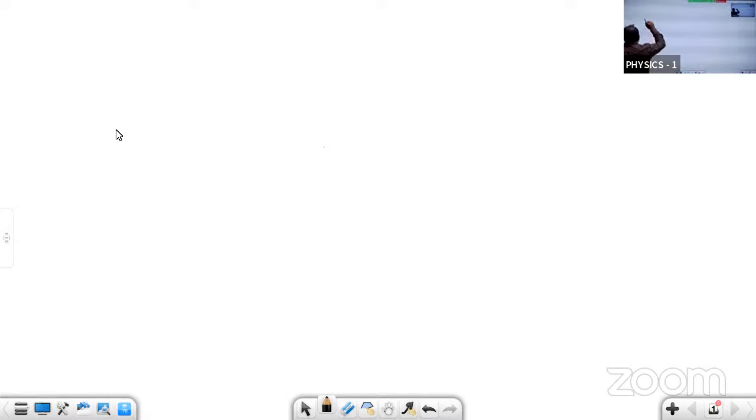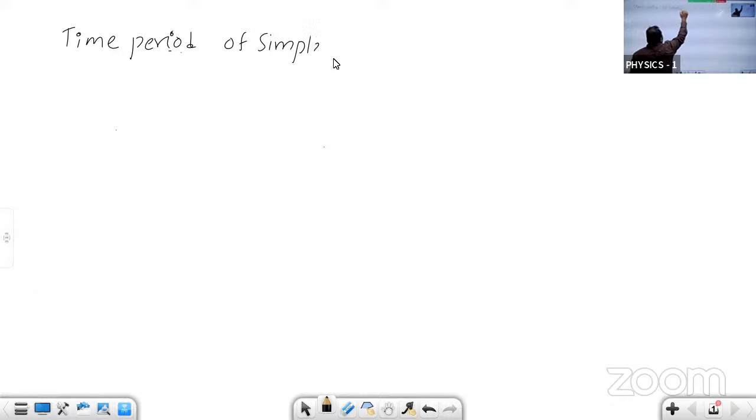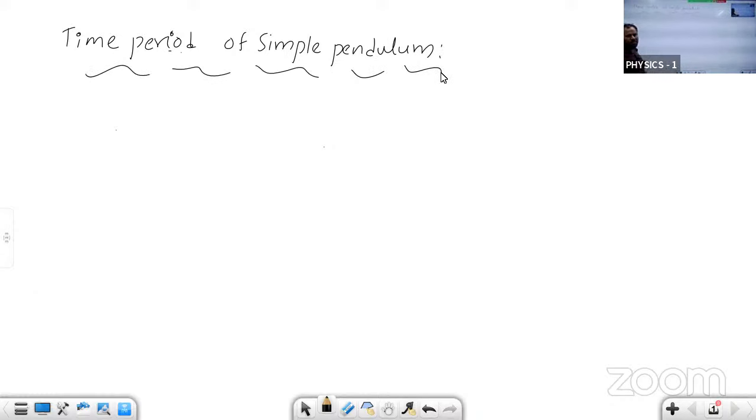So, time period of simple pendulum. Derive the expression for time period of simple pendulum. First of all, simple pendulum.